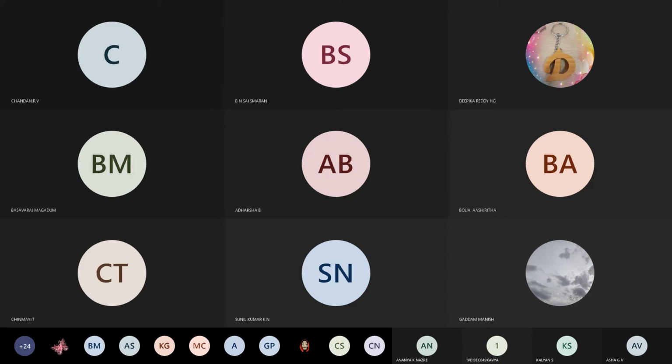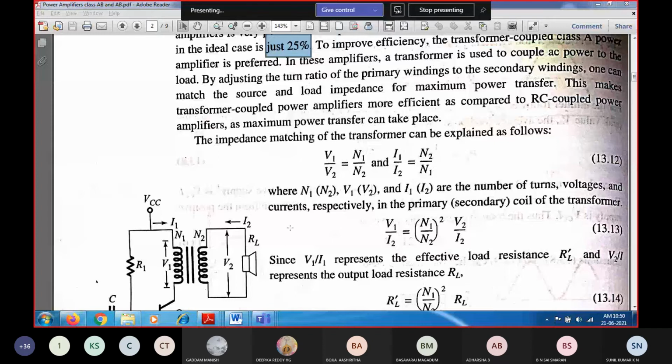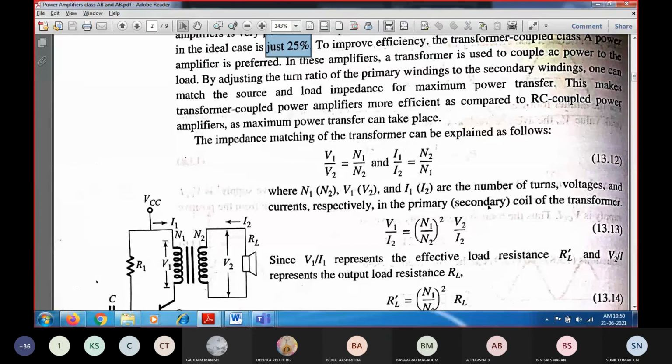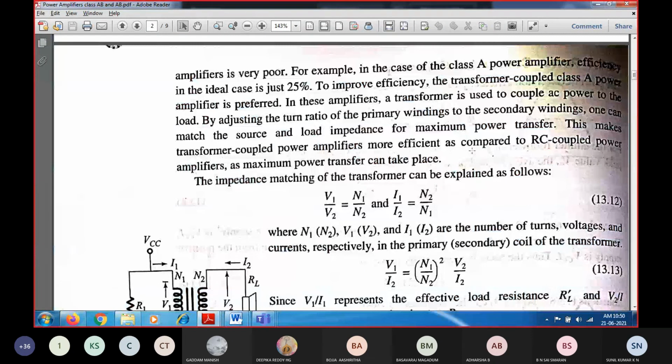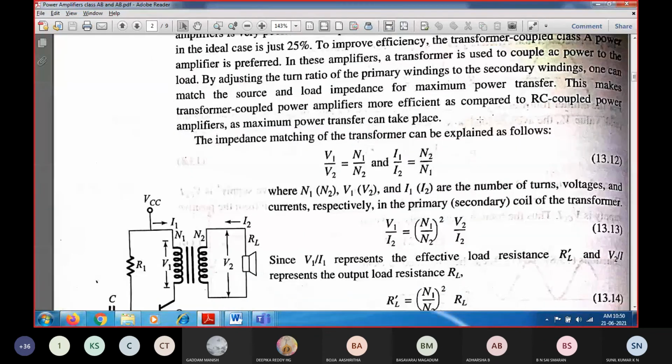Okay, thank you. In the previous case, in the class A amplifier, the output had only the collector resistance, so proper impedance matching was not happening between the collector resistance and the output load. There will be some impedance mismatching. To overcome that, if proper impedance matching happens, we can still increase the efficiency of the class A amplifier. So we are going to do that using a transformer coupled amplifier.